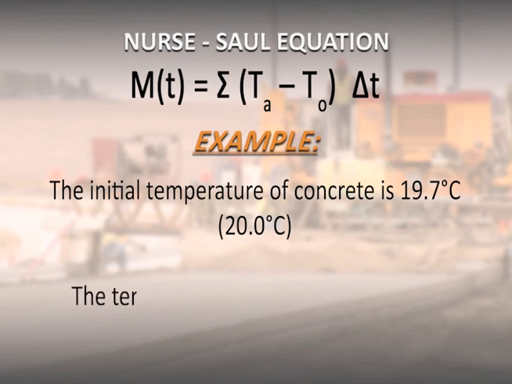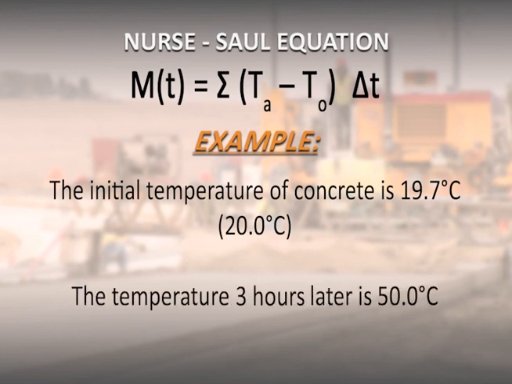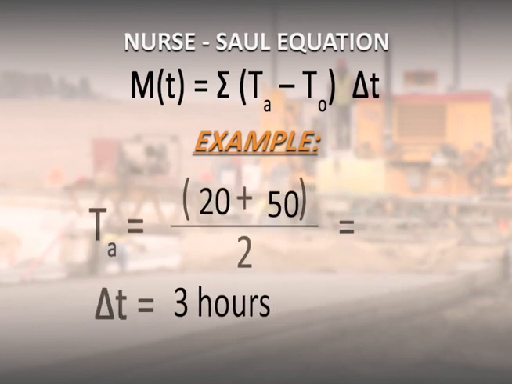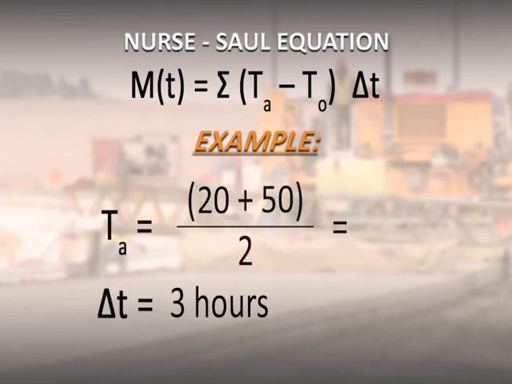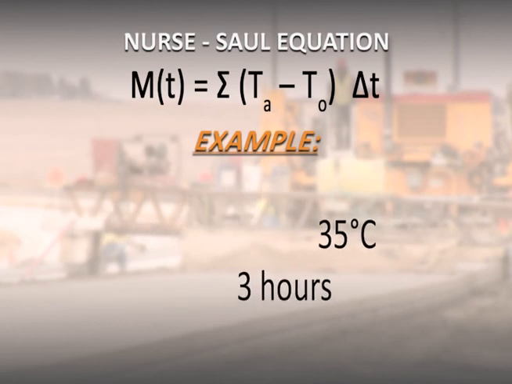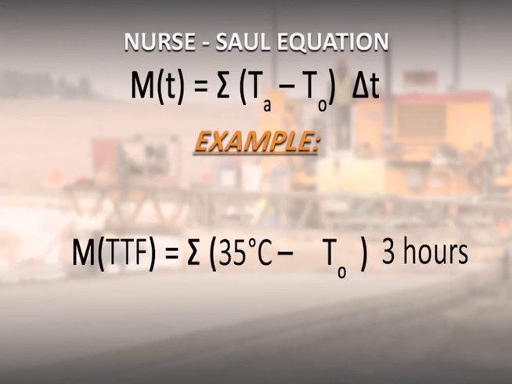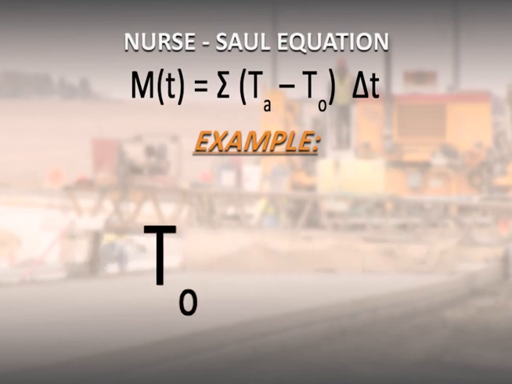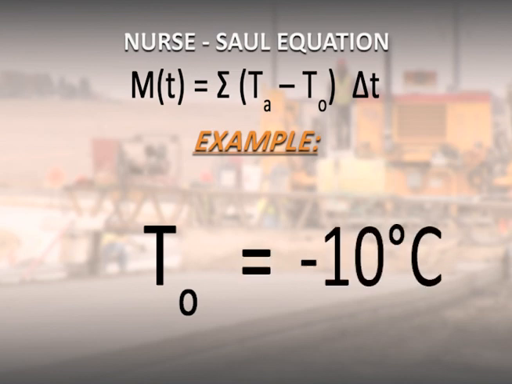In this example, another temperature reading is taken 3 hours later, reading 50 degrees Celsius. Next, the average temperature is calculated using the initial temperature and the temperature reading taken at 3 hours. The average temperature calculated is 35 degrees Celsius, and the delta T, the time interval, will be 3 hours. Following the Nurse-Saul equation, you must subtract the datum temperature from the average temperature of 35 degrees Celsius. The datum temperature used in this region of the country is negative 10 degrees Celsius.